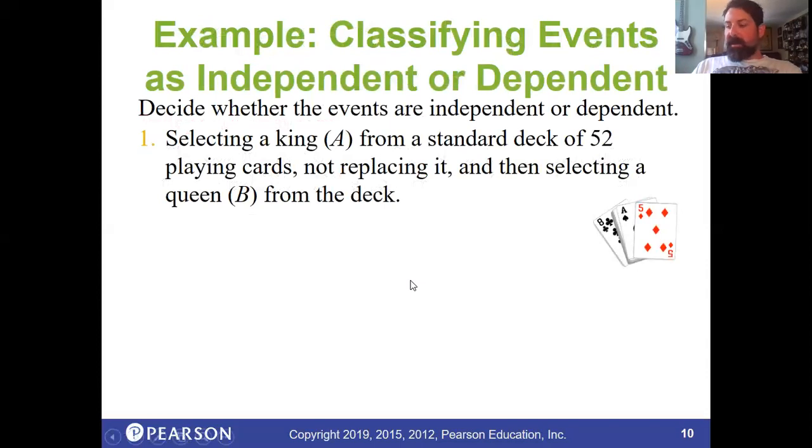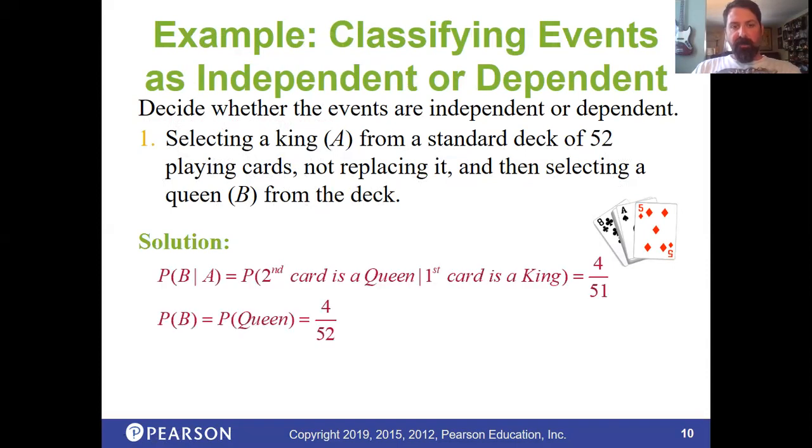Let's decide whether these are independent or dependent. We're going to select a king from a standard deck of 52 playing cards, not replacing it, and then selecting a queen. Well, selecting a queen second is going to depend on what happened first. The probability of B given A, the probability that the second card is a queen given the first card is a king, is 4 out of 51.